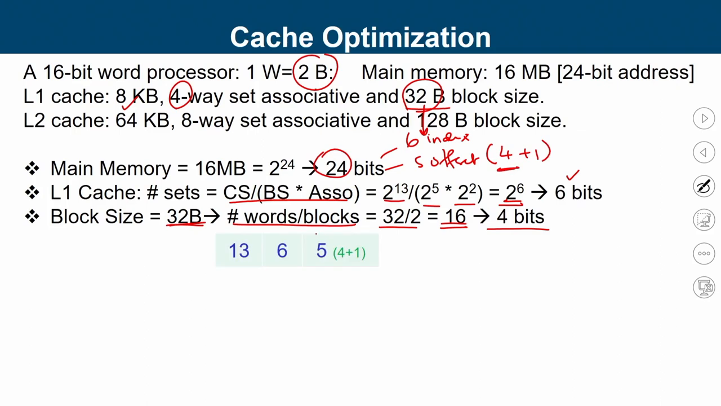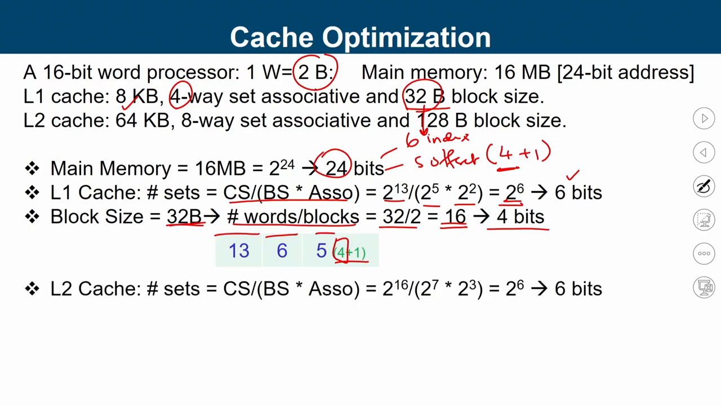You have a 5 bit offset, of which the first 4 bits are your word. Here the word is very important, because when you bring something from the L2 cache, you are bringing one word at a time. So, how do you know which word you are talking about? The first 4 bits here will tell. Then you have a set index of 6 bits, and the most significant 13 bits are the tag.